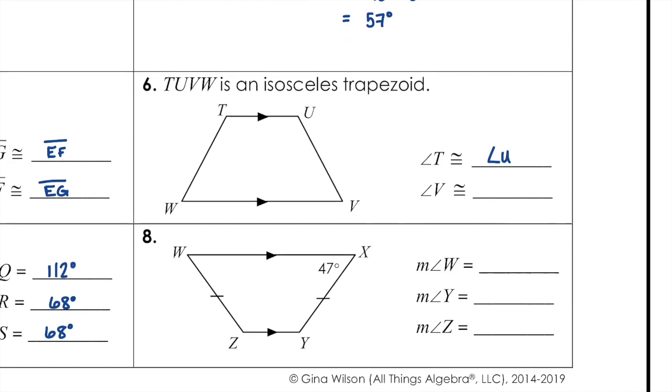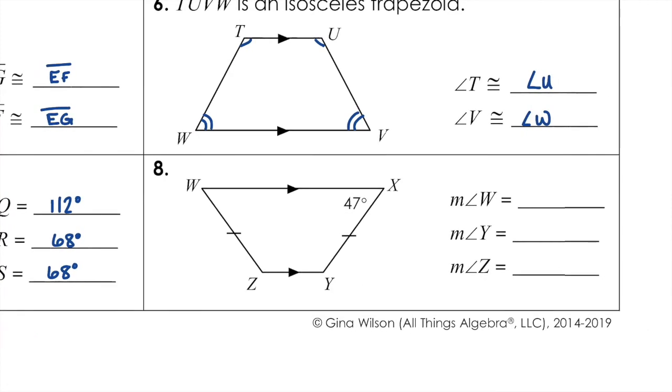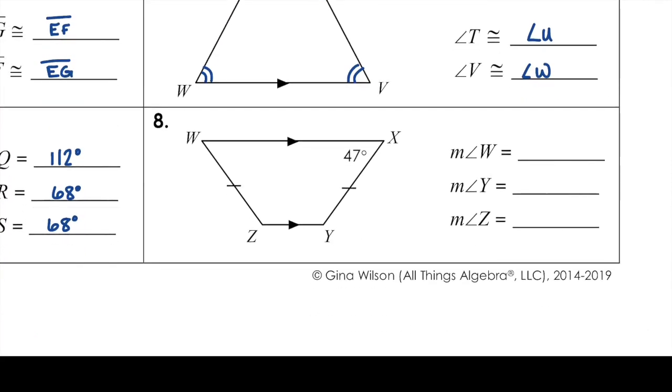What angle would W be congruent to? So in the next one, W has to be 47. Absolutely.